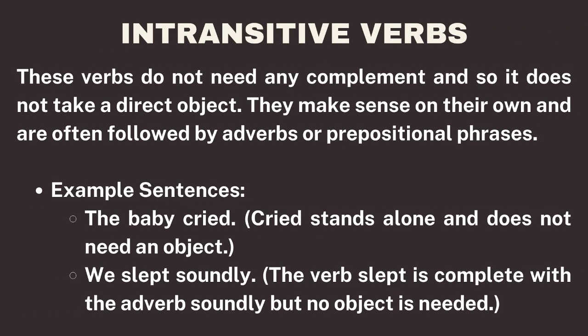Next is the intransitive verbs. These verbs do not need any complement and so it does not take a direct object. They make sense on their own and are often followed by adverbs or prepositional phrases. Examples in sentences are the baby cried. Cried stands alone and does not need an object. Second, we slept soundly. The verb slept is complete with adverb soundly but no object is needed.